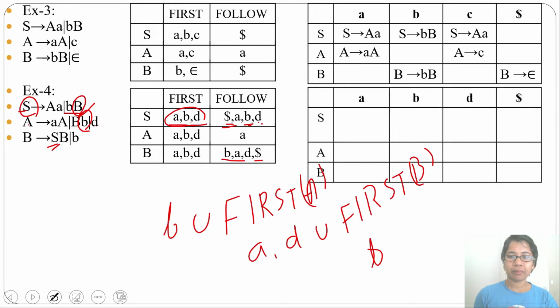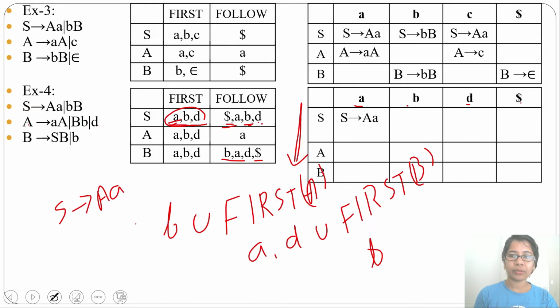Now let's create the parse table. At top you will write terminals A, B, D, dollar, and at LHS you will write the variables S, A and B. Now what is first of S? First of S is A, B, D. Due to which production we got first as A? Due to this production S derive AA. So write down S derive AA below A.